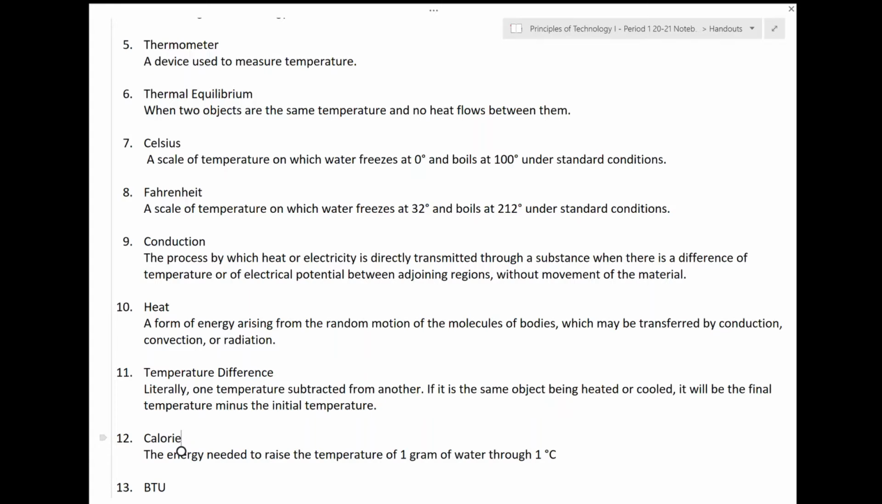Conduction is the process by which heat or electricity is directly transmitted through a substance when there is a difference of temperature or of electrical potential difference between adjoining regions without movement of the material. Obviously, for this section, we care about the heat part of this definition. Heat is a form of energy arising from the random motion of the molecules of bodies, which may be transferred by conduction, convection, or radiation.